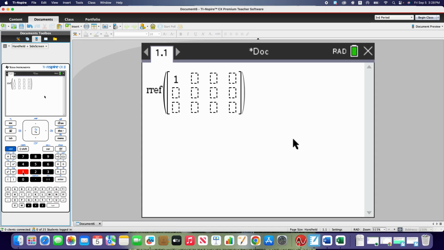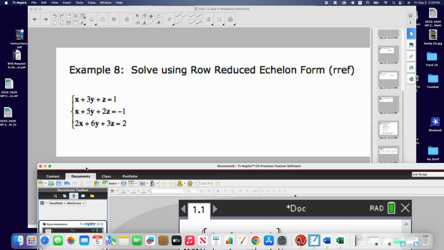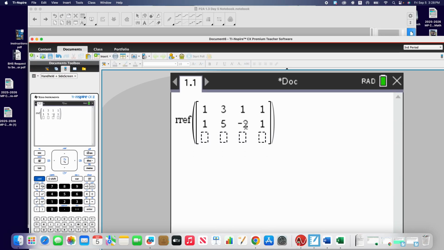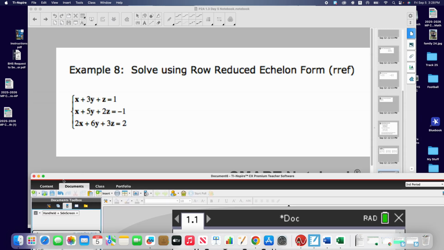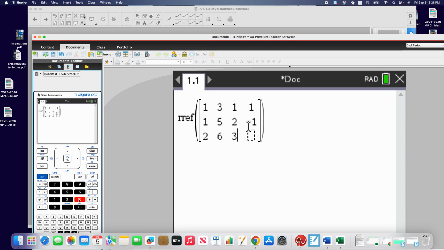So I'm going to go 1, 3, 1, 1. Then the next row, let me double check that real quick. So 1, 5, 2, -1. All right, so 1, 5, 2, -1. So the 2 is positive, and the 1 is the -1. And then the next row was 2, 6, 3, and 2.